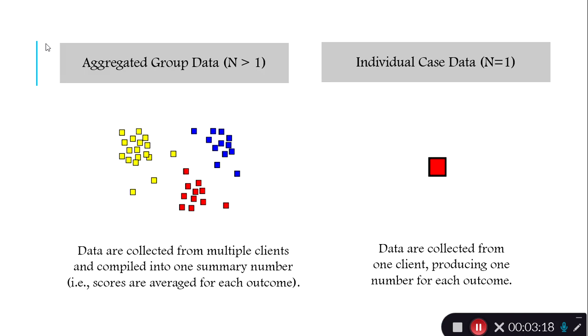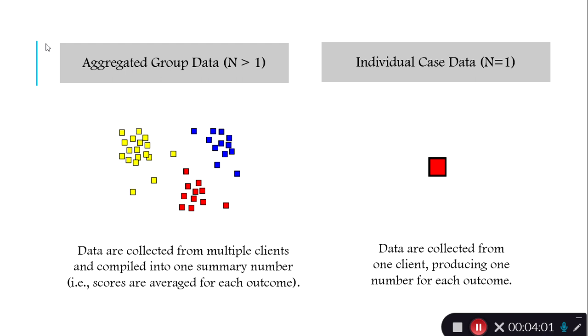So I thought here it was also important to talk about the difference between aggregated group data and individual case data. In the time series design, again, we're dealing with aggregated group data. Essentially, we're collecting data from multiple clients within the group, and we're compiling that data into one summary number. In single systems designs, when we're dealing with individual case data, there's no need to aggregate data because we're only dealing with one case. Okay, so these are the major differences here.